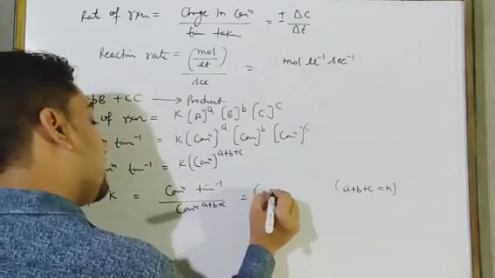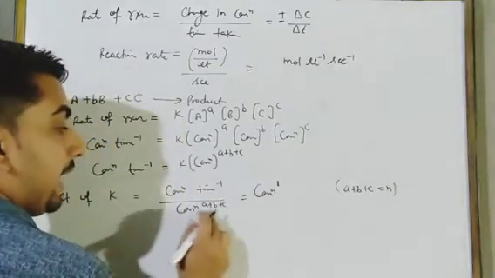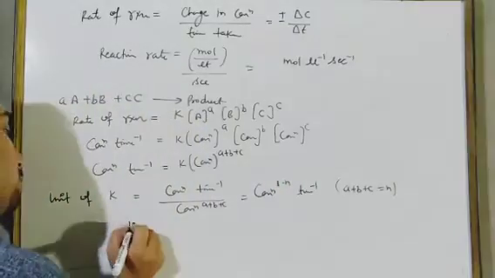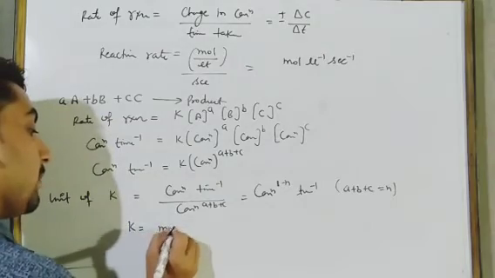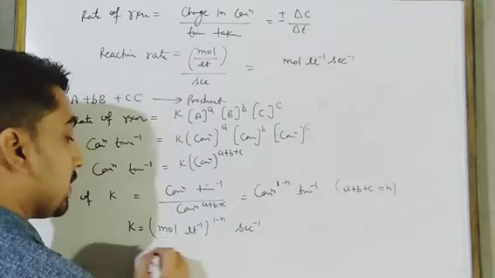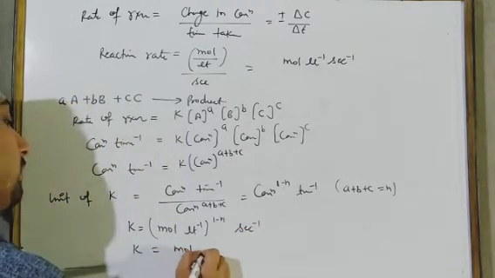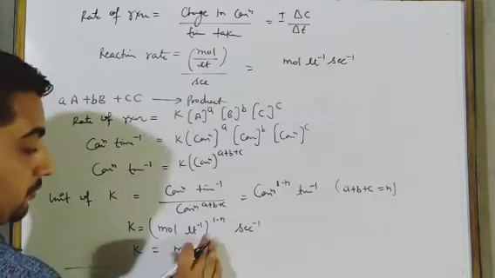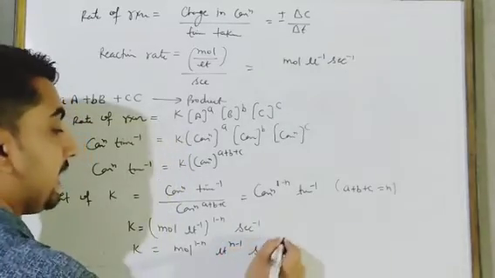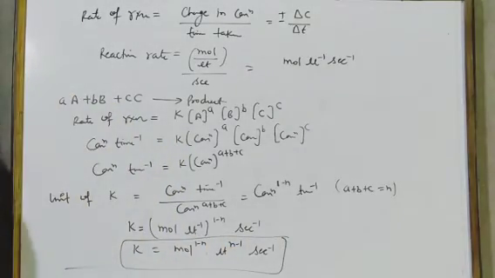So what we get? We get concentration power 1 minus n and time inverse. So unit of K will be concentration, meaning mole liter inverse power 1 minus n, and second inverse. So unit of K will be mole 1 minus n, liter n minus 1 and second inverse. So unit of specific rate constant is mole 1 minus n, liter n minus 1 and second inverse. Clear?